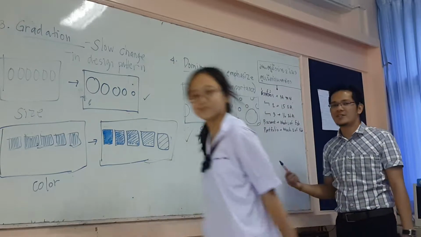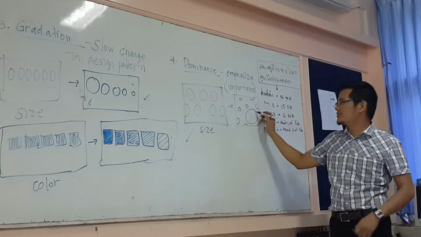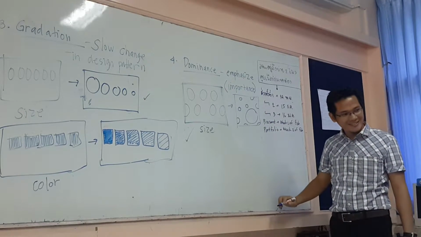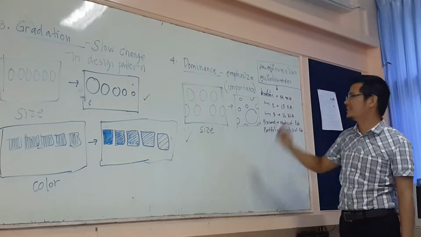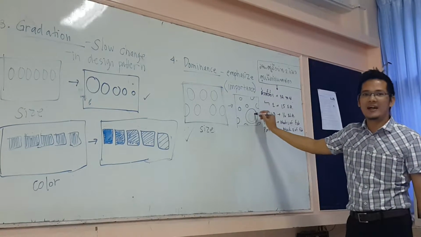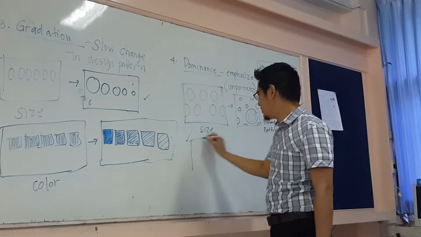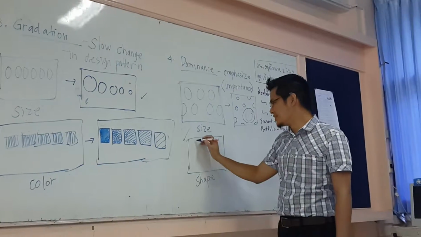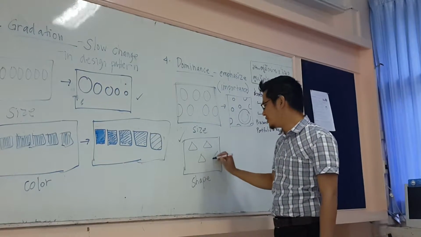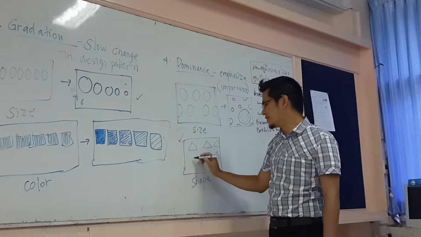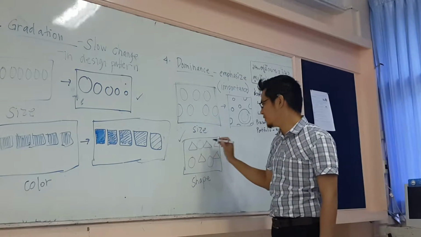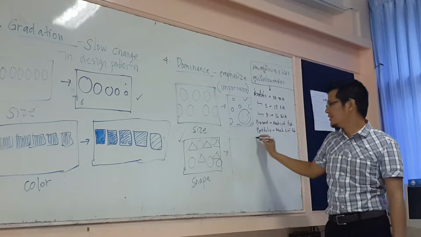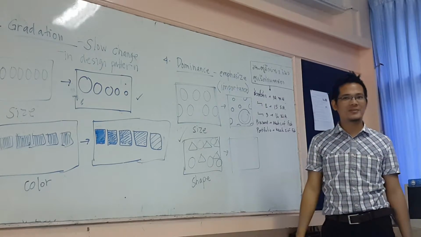Okay. So what did she do? She made one circle bigger than the other. So this one is the dominant design element. Okay, another example. Dominance in shape. So we create equal number of triangles and circles. 1, 2, 3, 4, 5. Who wants to show me how to apply dominance in this picture?